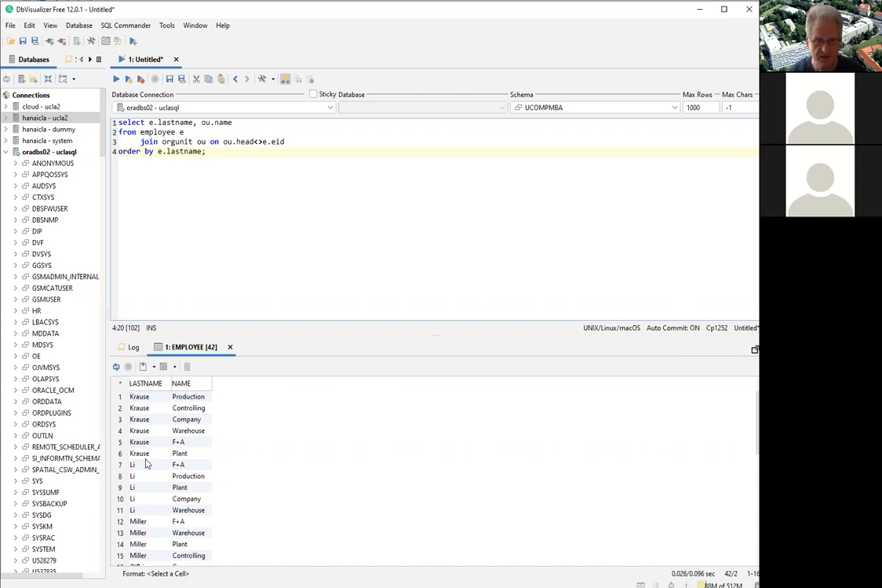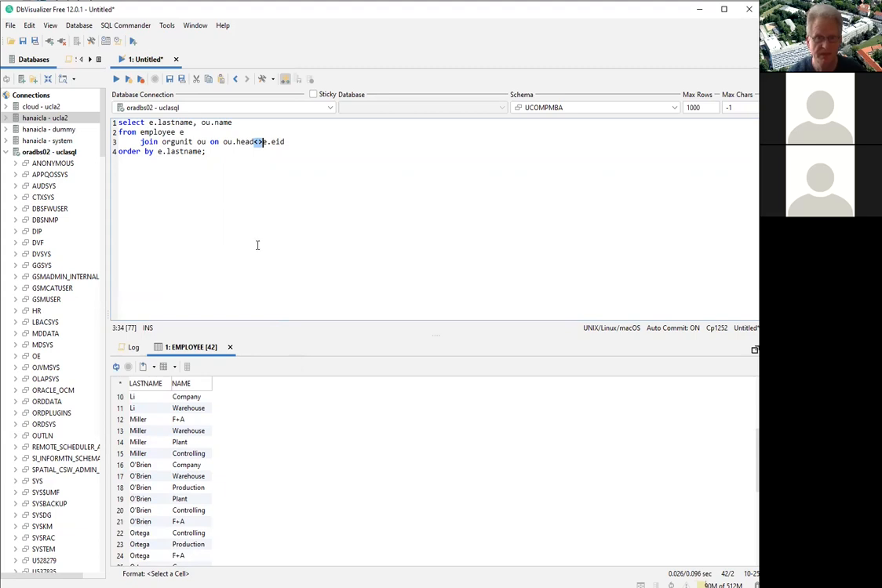So if I take all Krause records, combinations of the Krause record with all employee records, for all of them this inequality holds. But if I take Miller, Miller is only 1, 2, 3, 4 times here because he is leading 2 orgunits, and for those 2 the equality holds, and that means the inequality does not hold. Therefore, Miller is 4 times, and so on.